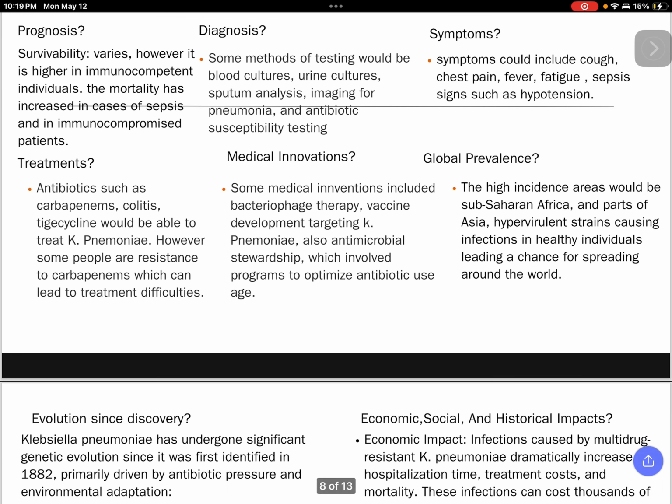Global prevalence: the high incidence areas would be sub-Saharan Africa and parts of Asia. Hypervirulent strains cause infections in healthy individuals, leading to a chance for it to spread around the world. Obviously, we see a trend here between the two I researched, as there are more cases in sub-Saharan Africa because they do not have access to as advanced healthcare as the rest of the world.